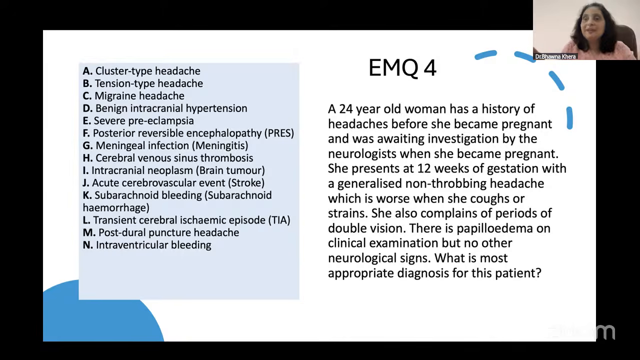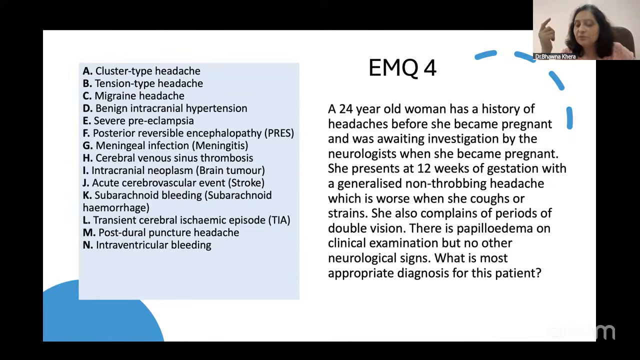See, whenever an early pregnancy scenario is there, think about benign intracranial hypertension. And why does it go in favor of intracranial hypertension? Because one feature, papilledema, is there. Secondly, it is getting worse when she coughs or strains. So both of these features signify increased intracranial pressure. And whenever there is increased intracranial pressure in early pregnancy, benign intracranial hypertension is the cause.